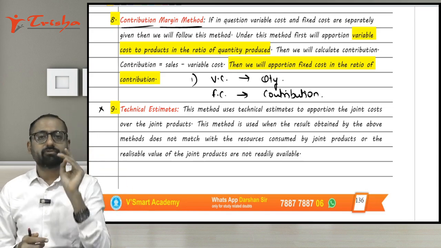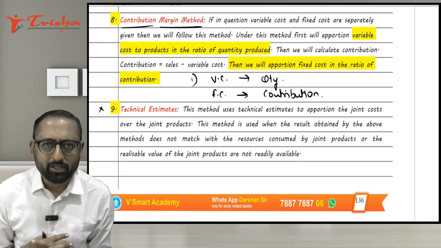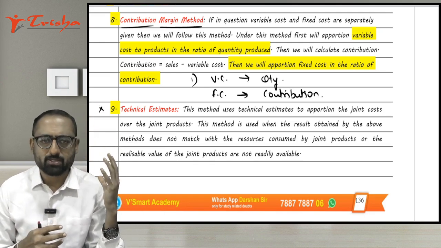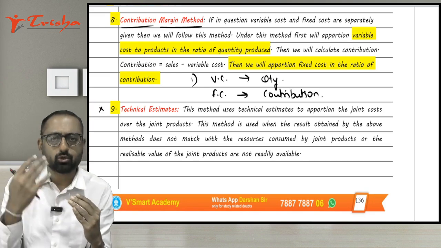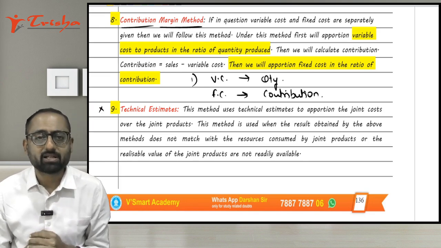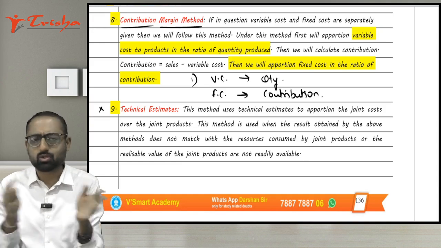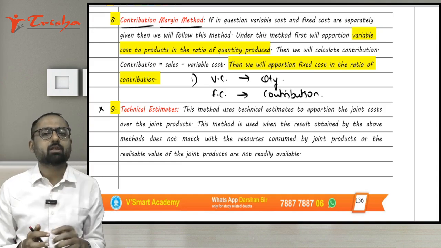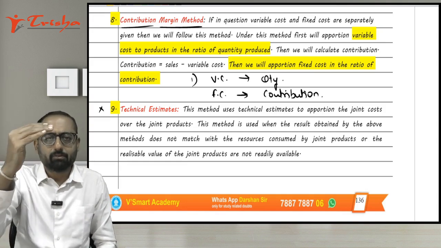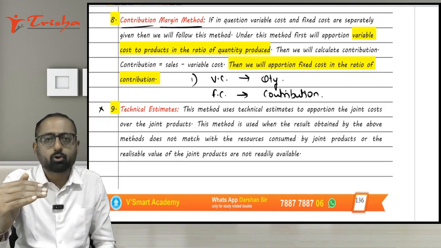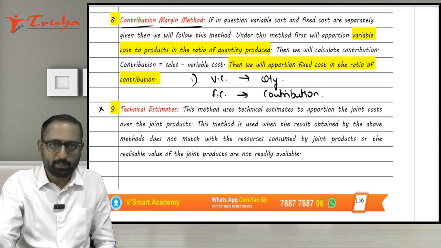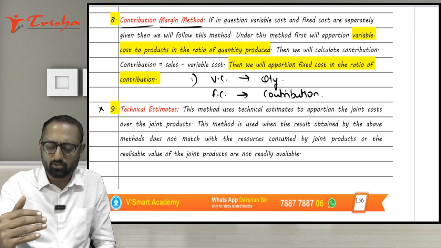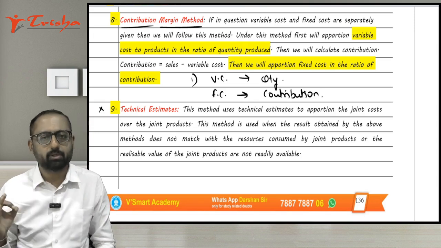Next method, the fifth method, was the NRV method. How to calculate that NRV? Final sales value minus further processing cost minus selling and distribution expenses will be NRV. In that ratio, allocate the joint cost. Next, if profit percentage is given for all the products, almost all the products, and the profit percentage of all the products is different, then the reverse cost method will be applicable. Final sales value minus profit will be total cost. Selling and distribution hidden adjustment can be there. Then deduct further processing cost, deduct selling and distribution expenses. The remaining figure will be your joint cost.